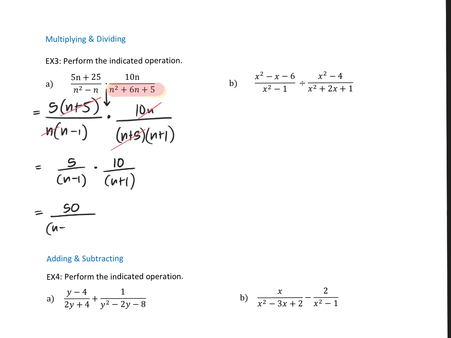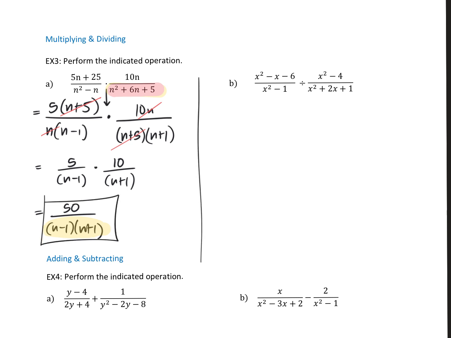50 divided by n minus 1 times n plus 1. I would not suggest multiplying these out. Leave it in the factored form. That way I know that you know how to keep it factored. All right, and that's my final answer.